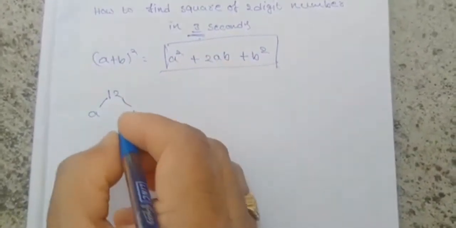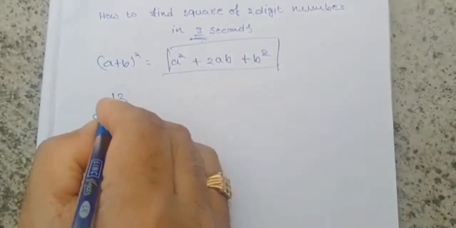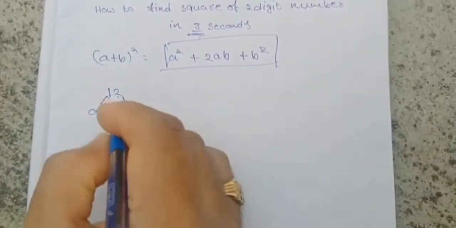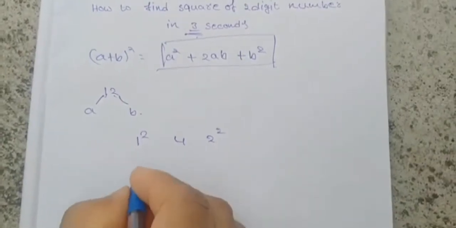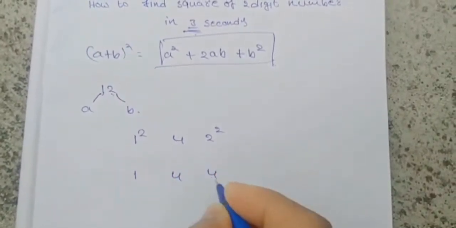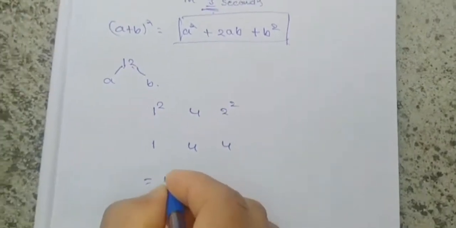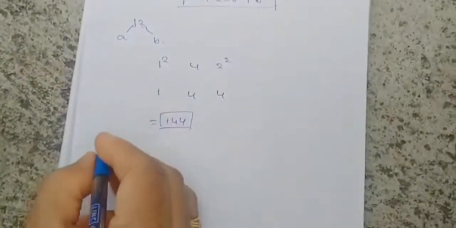So a square, that is 1 square. After that 2ab, 2 into 1 into 2 means 4. After that b square, 2 square is 4. So 1 square is 1, then 4 and 4. There is no carry, so 144 is the answer.